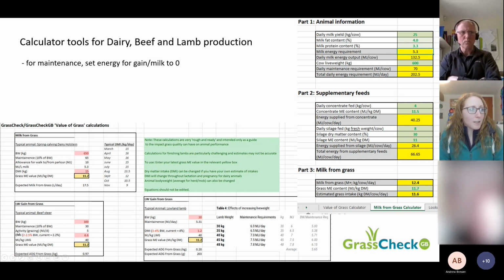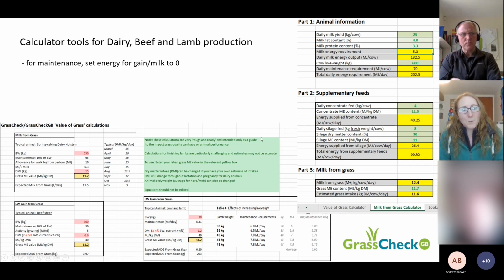We have an allowance for activity in the milk from grass and the beef gain from grass calculators. If you have a particularly long walk to the parlour or a particularly short walk, you could put that up or down a bit. And then dry matter intake: if you know what you're targeting your dry matter to be from your stock, it should give you a figure for either expected average daily gain or expected milk. For the lamb one, these figures are in grams because your targets would tend to be in grams, with smaller animals.